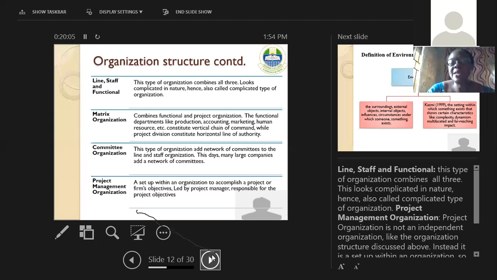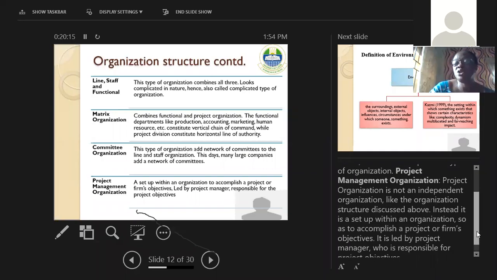This is simply adding a network of committees to the line and staff organization, all right? In most organizations now, that is what people do. You discover that it is not just enough to have the structure the way it is. At some point, you will need to organize committees. They could be ad hoc in nature. They can also be a standing committee, but they have a place in the structure of the organization, all right?